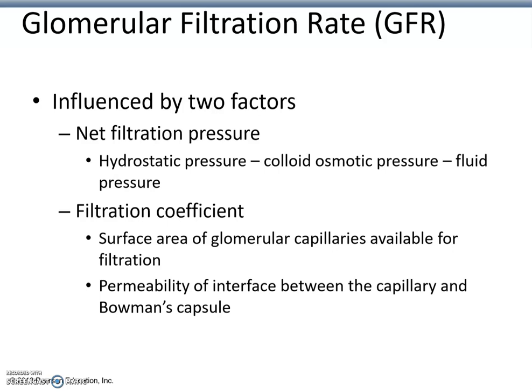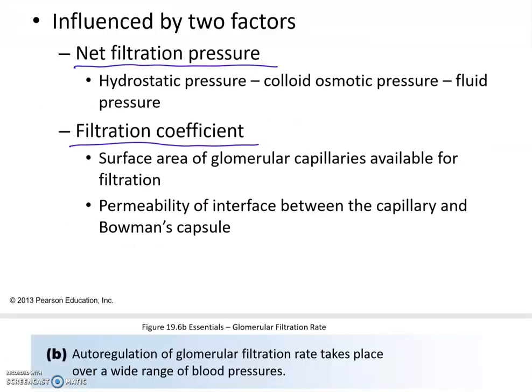There are two main factors. They are the net filtration pressure, which is the hydrostatic pressure minus the colloid osmotic pressure minus the fluid pressure, which we just looked at, so the 10 millimeters of mercury. And then we have a filtration coefficient that's dependent on the surface area of the glomerular capillaries available for filtration, and the permeability of the interface between the capillary and Bowman's capsule.